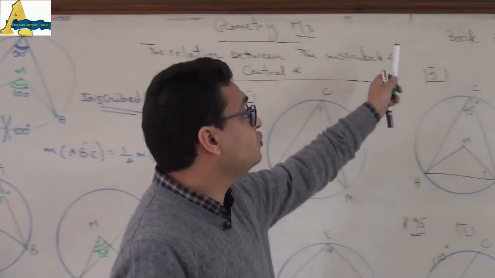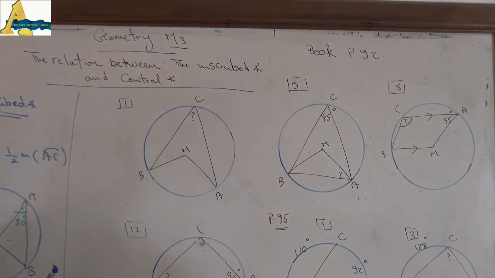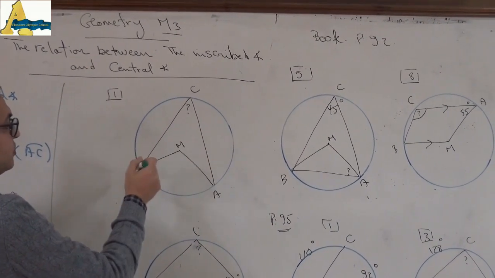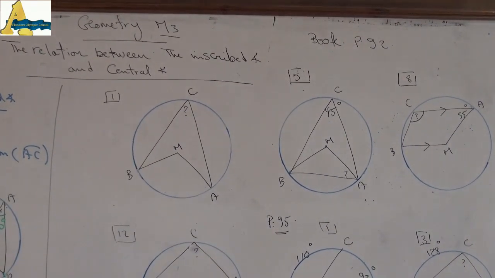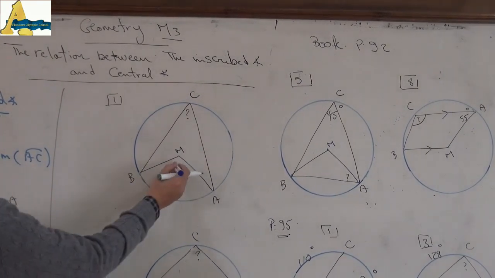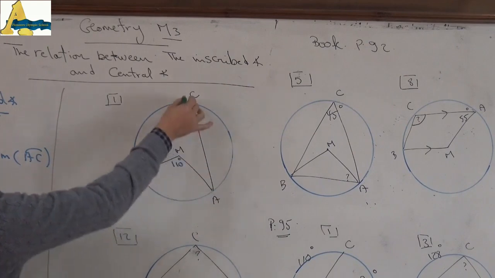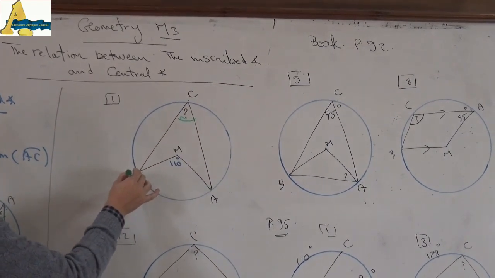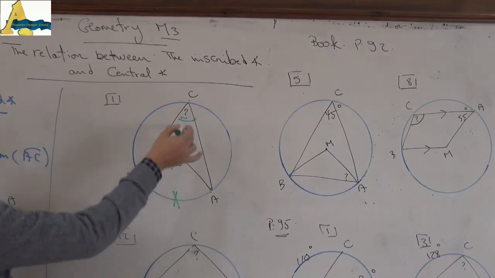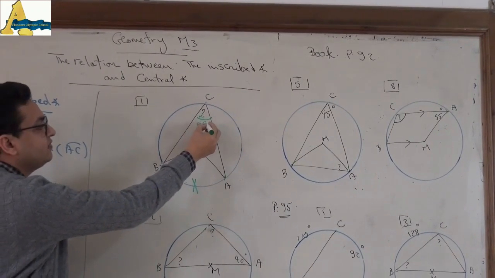For example, in your school book page 92, we will solve numbers 1, 5, 8 and 12. In this example, the measure of angle AMB equals 110 degrees, and I want to find the measure of angle ACB. ACB is the inscribed angle, AMB is the central angle, both subtended by the same arc AB, which means the measure of this inscribed angle equals half the measure of the central angle, equal to 55 degrees.